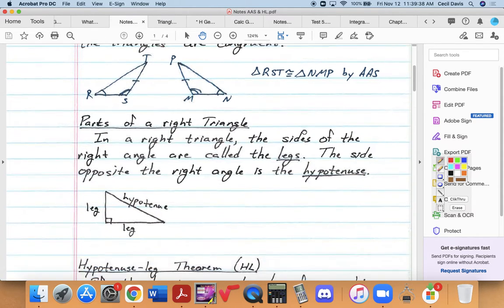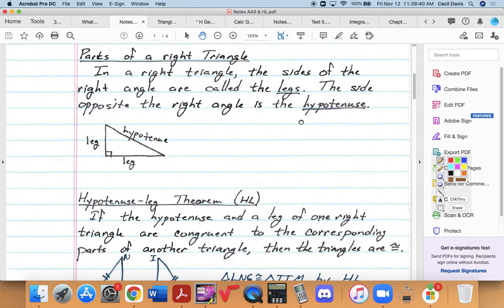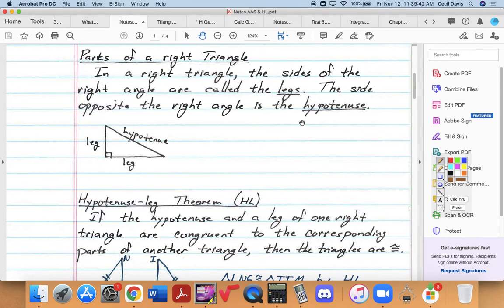All right. Then parts of a right triangle. I find that students sometimes forget the names for the parts of a right triangle. In a right triangle, the two sides that make the right angle are called the legs. The side across from the right angle is called the hypotenuse. Please do not do what a student earlier today did and ask me what is a hypotenuse when we're on page 2. It's like, really?